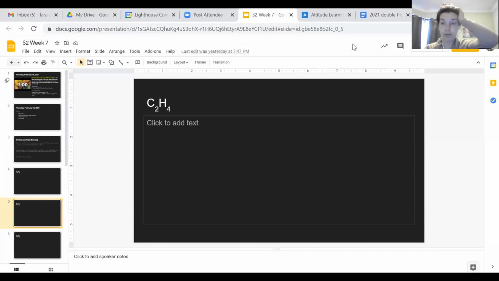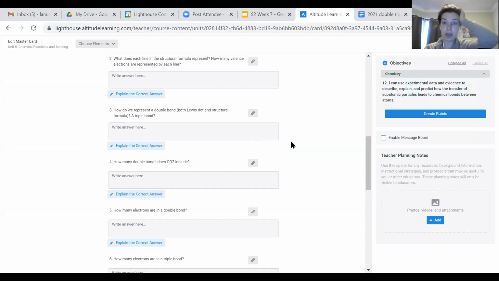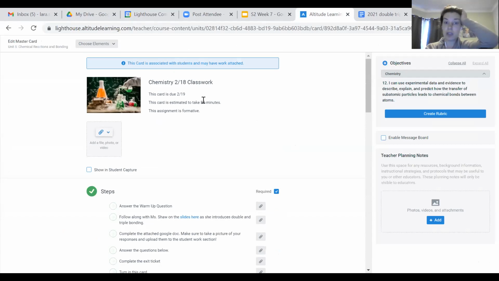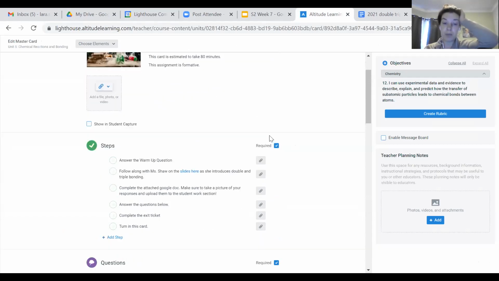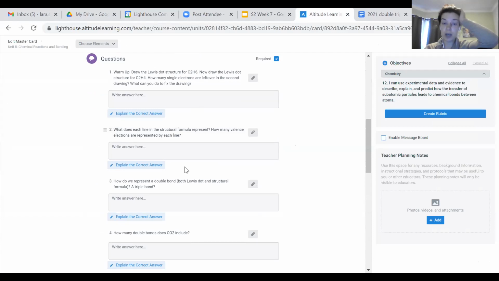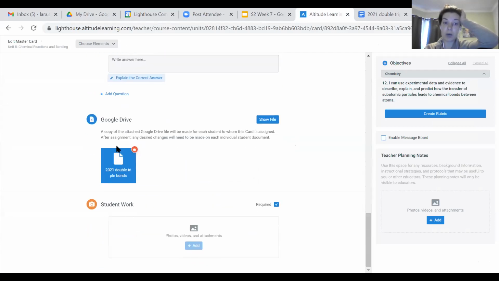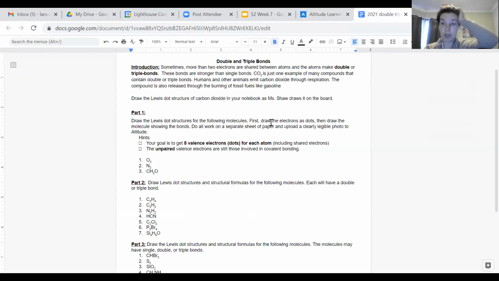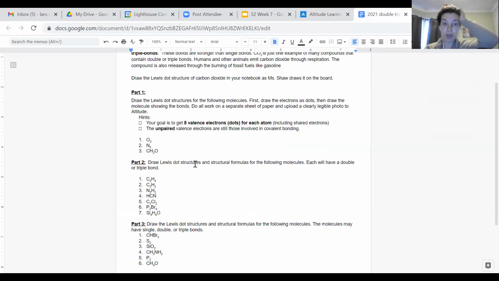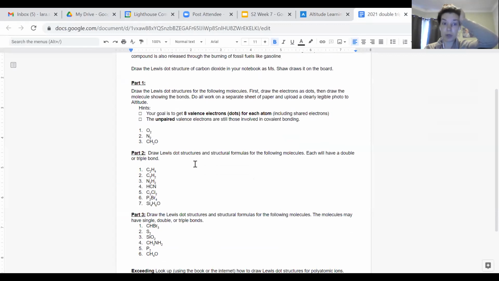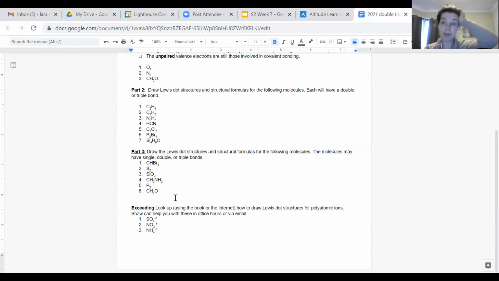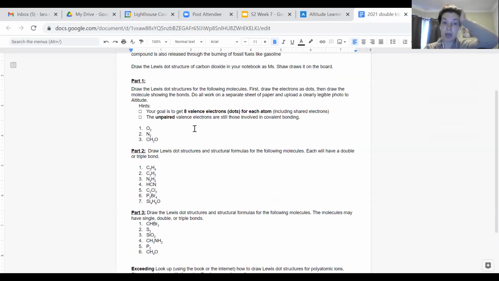Let me get out of my slideshow. Cool. So here's our altitude card. Remember, this is due tomorrow. There's a whole bunch of questions here. Please don't work on those questions right now. Please skip those questions. I want you to focus on the worksheet. So if you look at the worksheet, here it is. There are 3 parts to this worksheet, plus an exceeding, if you'd like to do an exceeding option.